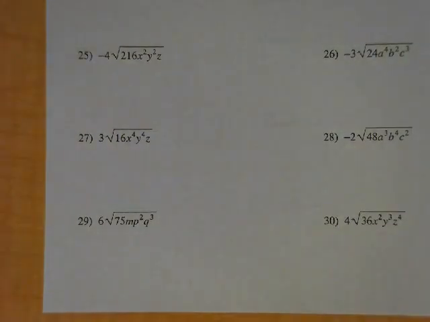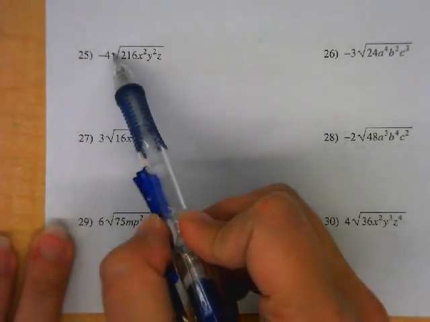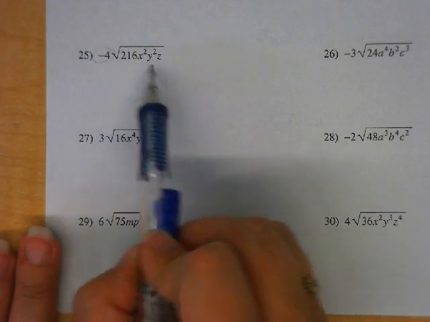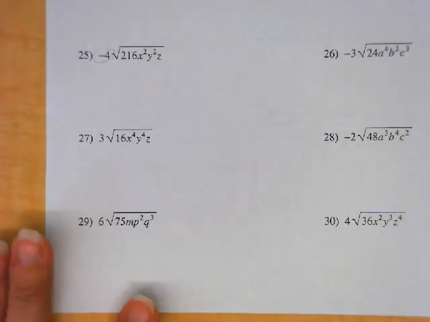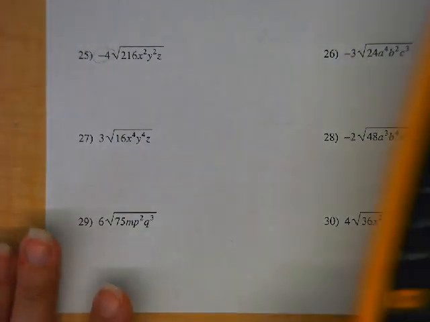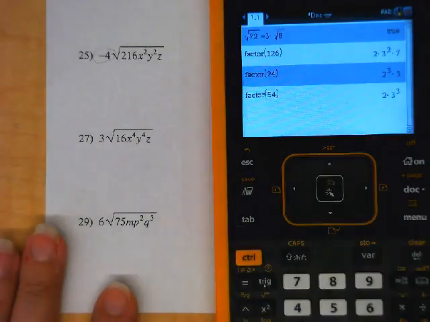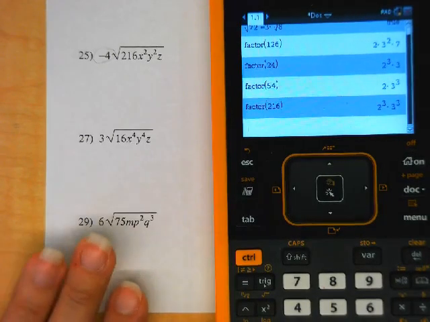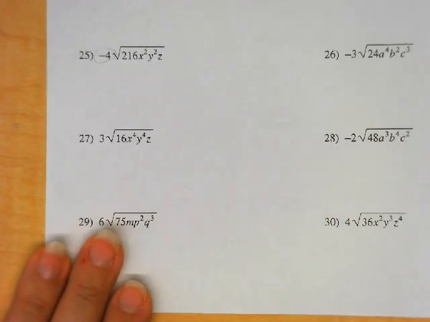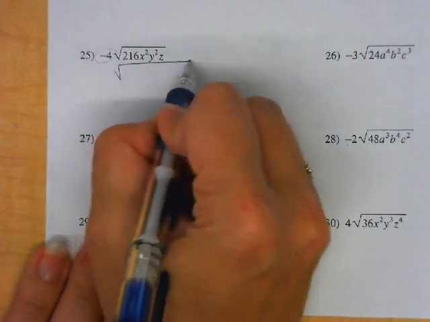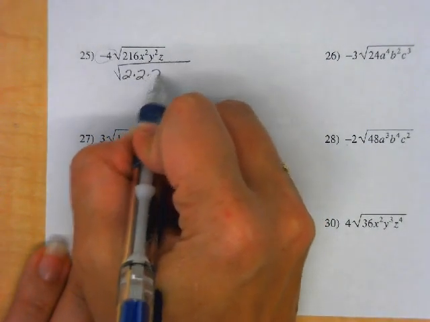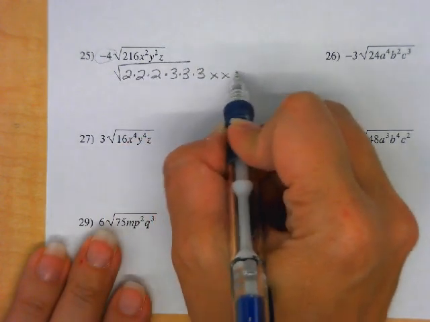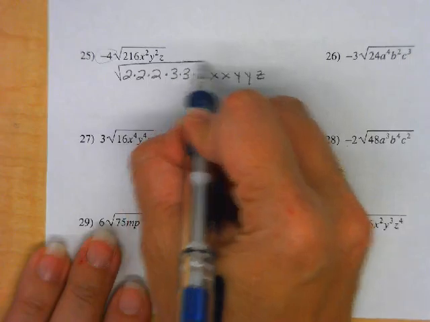All right, so let's look at number 25. Do not freak out. There is a number outside already. That's okay. That means you're going to do a -4 times whatever of these goes outside also. So we're not going to worry about that -4 right this second. I'm going to say menu 2, 3 for 216. I get 2 to the third times 3 to the third. So I'm going to write 2 times 2 times 2 times 3 times 3 times 3, x, x, y, y, z.